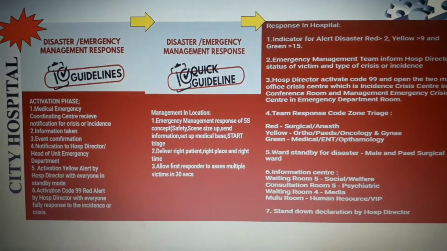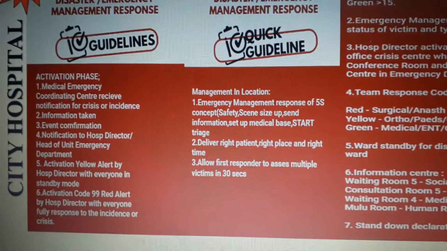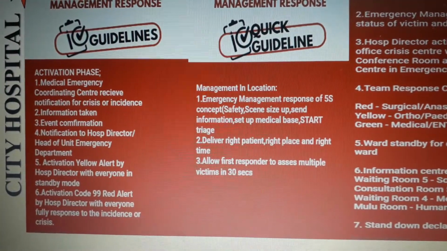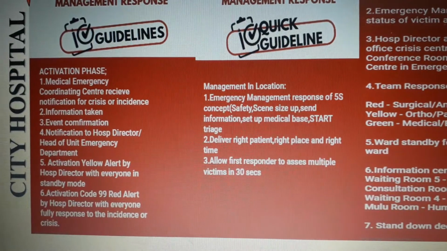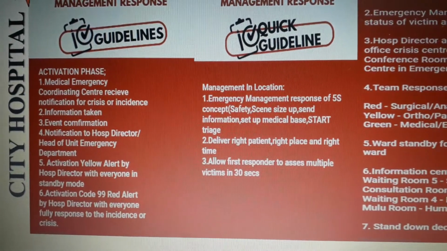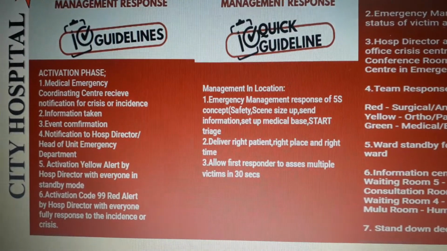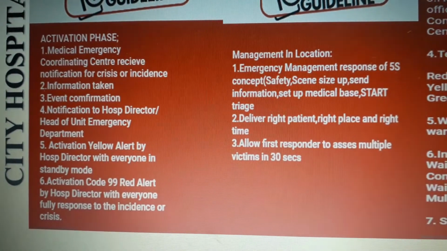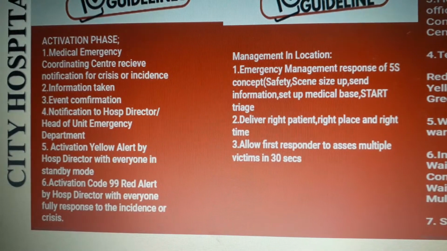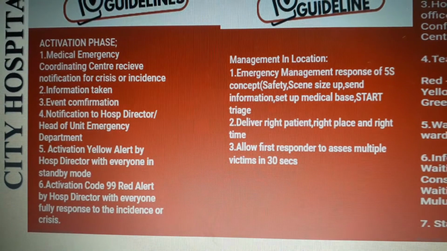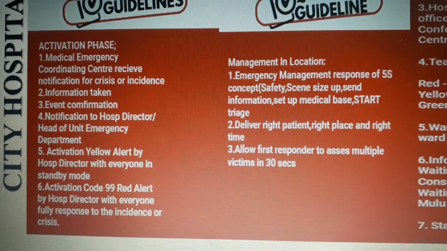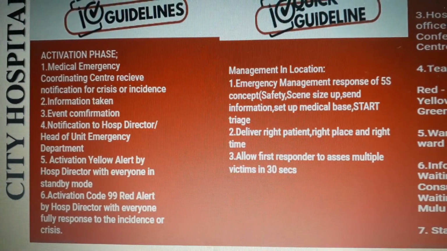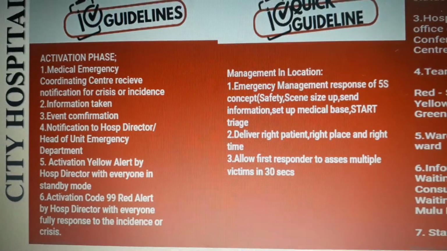So the first, activation phase. The Medical Emergency Coordinating Center, or MECC, receives the notification of a crisis or incident. For example, the public will call the 999 operator from the emergency room, and then it is informed to our unit head of the emergency department. If it is from the public, this information must be confirmed by the police. If it is from the police, no confirmation is needed. Then it is notified to the hospital director, who together with the unit head of the emergency department decides on further action.